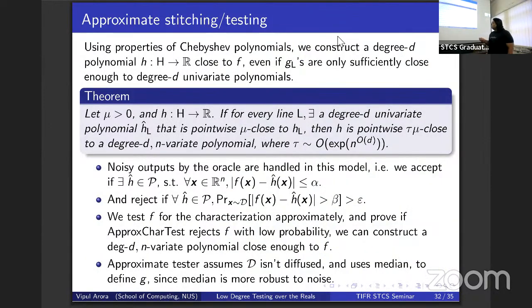And one subtlety over here is that the approximate tester assumes that distribution D is suitably concentrated. It's not diffused. And instead of using the mean, you use the median to define G, because the median is more robust to noise.